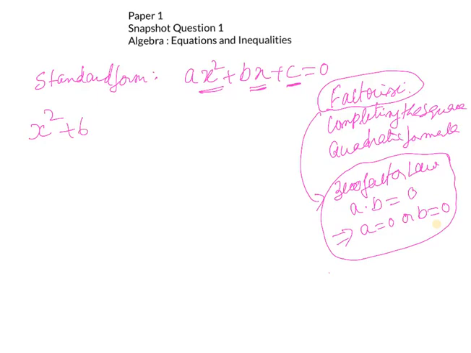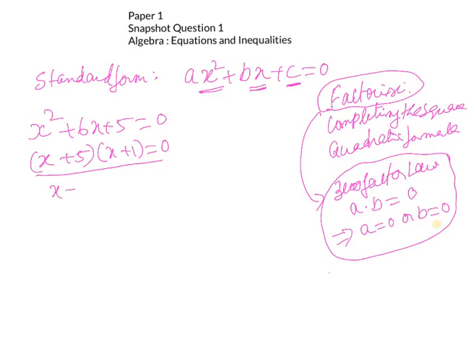x squared plus 6x plus 5 is equal to 0. If I factorize, I look at the factors of 5 that will give me a sum of 6, which is nothing but 5 and 1. So (x plus 5)(x plus 1) is equal to 0. You can see there are two factors here. (x plus 5) times (x plus 1) is similar to A times B.